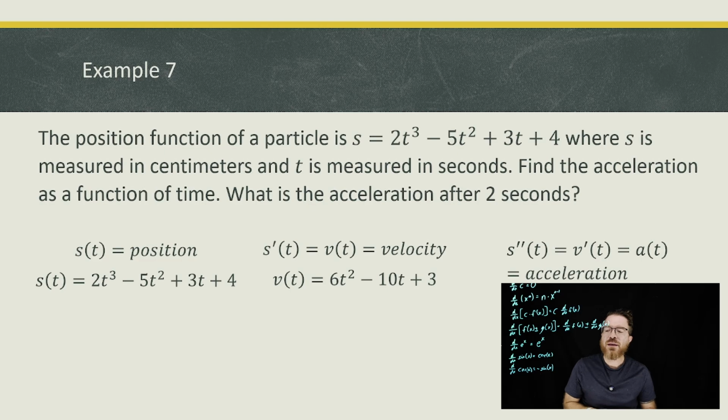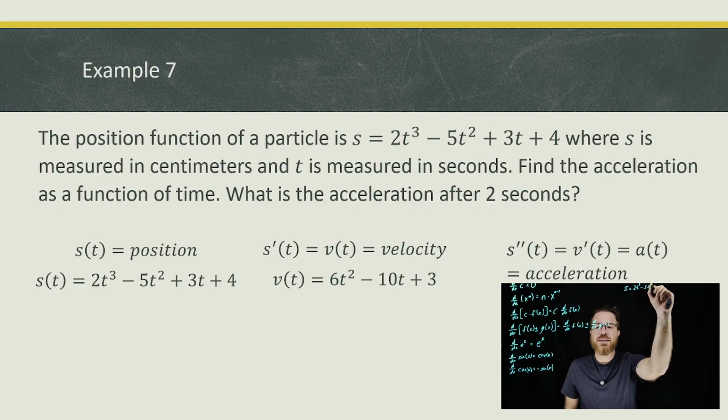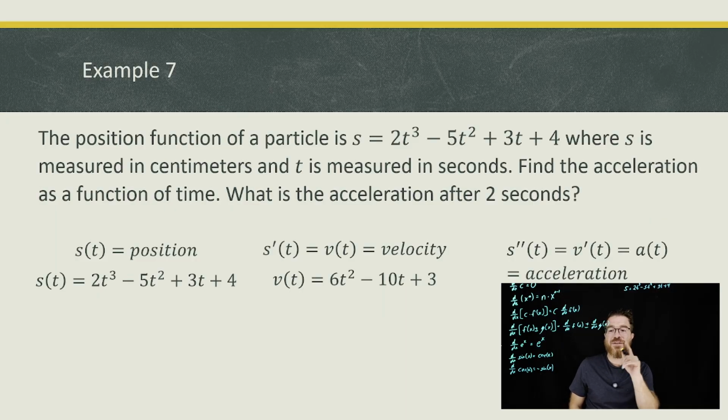For our next example, let's say that we have a position function of a particle, s equals 2t cubed, where t is time, minus 5t squared plus 3t plus 4, where s is measured in centimeters and t is measured in seconds. We want to find the acceleration as a function of time and then find out what the acceleration is after 2 seconds.